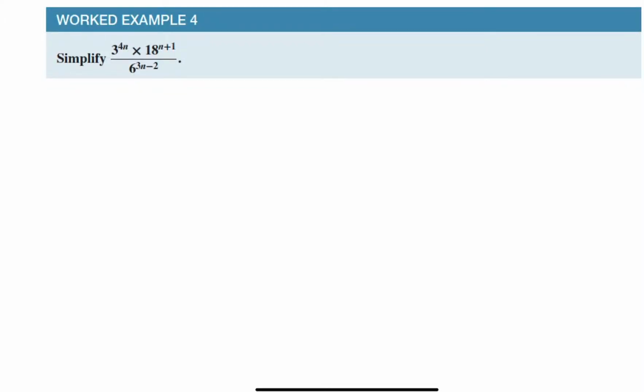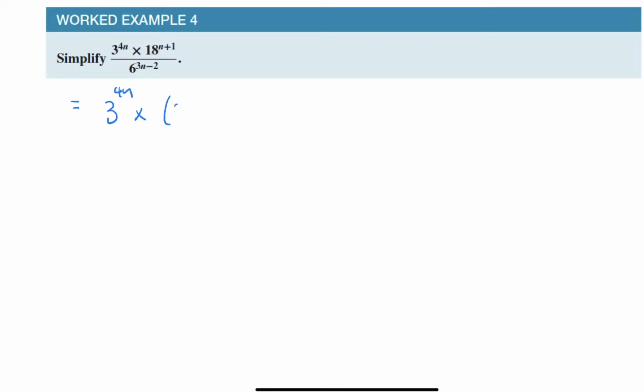It's with these kind of questions that I don't take shortcuts because it's so easy to make mistakes. Simplify the following expression. This is going to equal 3 to the power 4. I'm not going to change it. That's in its simplest form. Times 18. So I can see that 18 is 2 times 9.